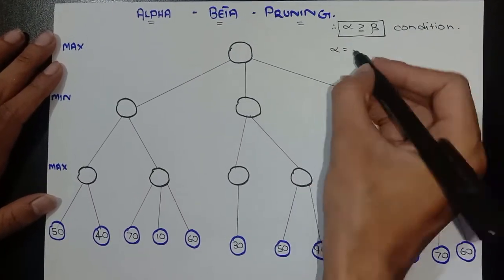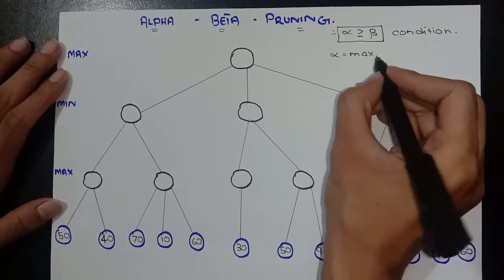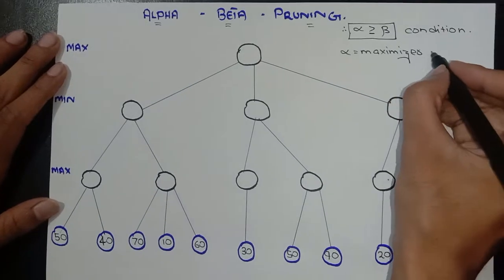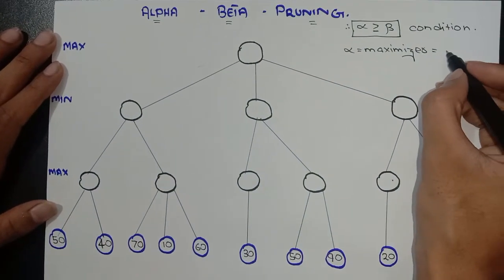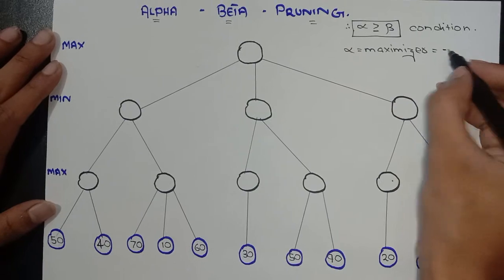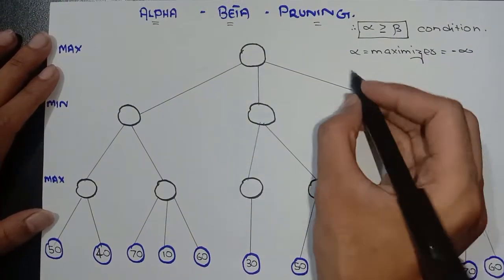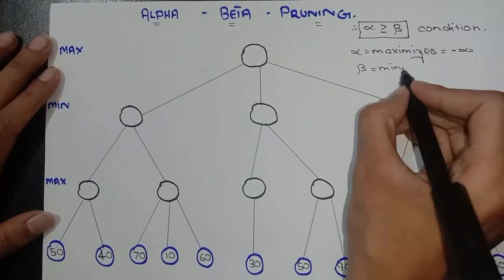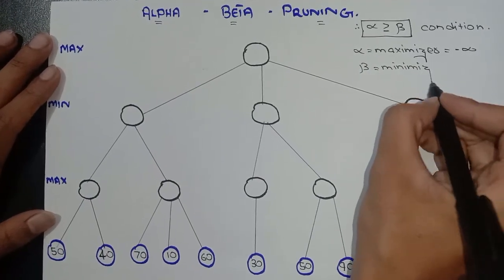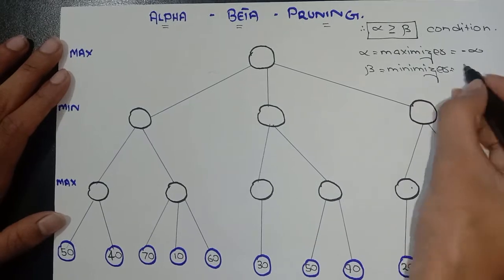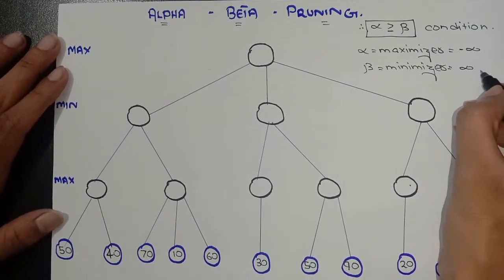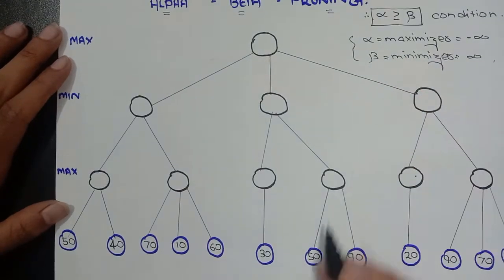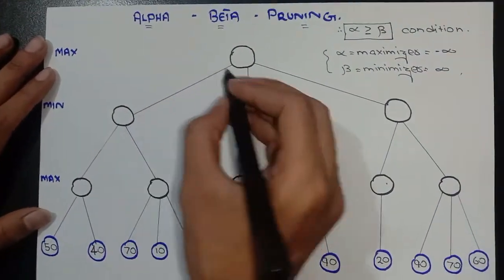Here alpha is our maximizer, which has the initial value minus infinity, and beta is our minimizer, which has the initial value infinity. These are the initial values of alpha and beta, on whose basis we will compare the other values.